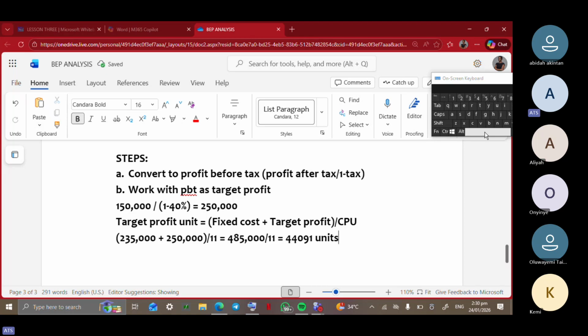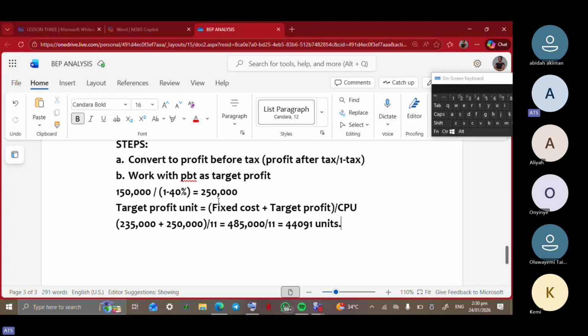So if you sell this amount of units, you are going to get a target profit of 250,000, and then when you deduct your tax of 40%, you'll be left with 150,000. Is that clear?